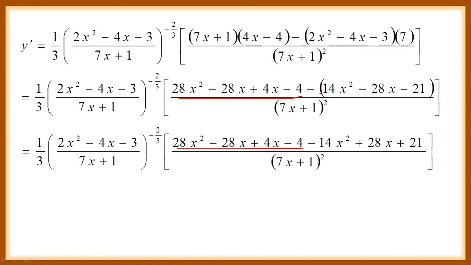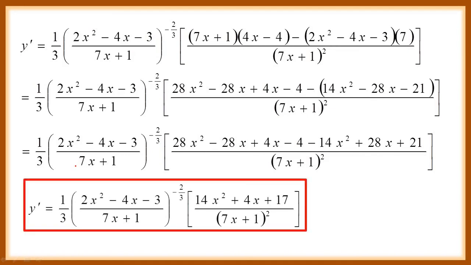Since subtraction siya, so this will become negative 14x squared. And then, yung subtraction natin ay magiging addition. And then, subtraction will also become addition. Kaya naging plus 28x and plus 21. Dahil dito sa operation na subtraction sa labas ng ating grouping symbol. Now, we perform our operation. Let's start with the highest degree.